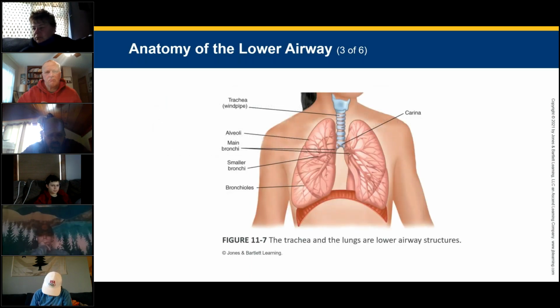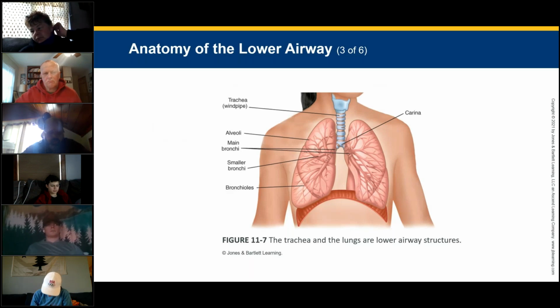So again, here's your diagram. Trachea is your windpipe at the top. The carina is the middle point. The alveoli are the little tiny parts at the very end. You've got your main bronchi, your smaller bronchi, and then your bronchioles at the bottom.